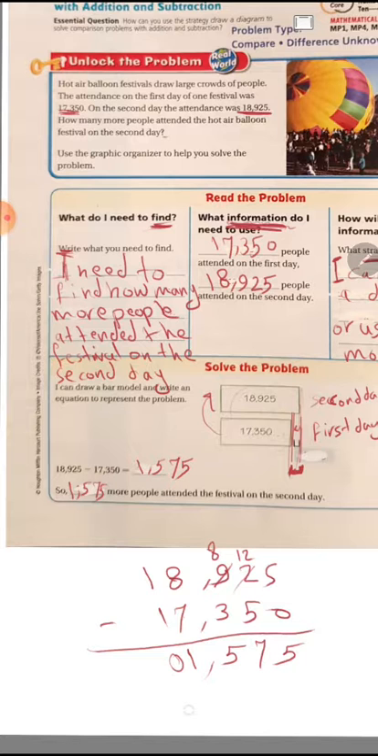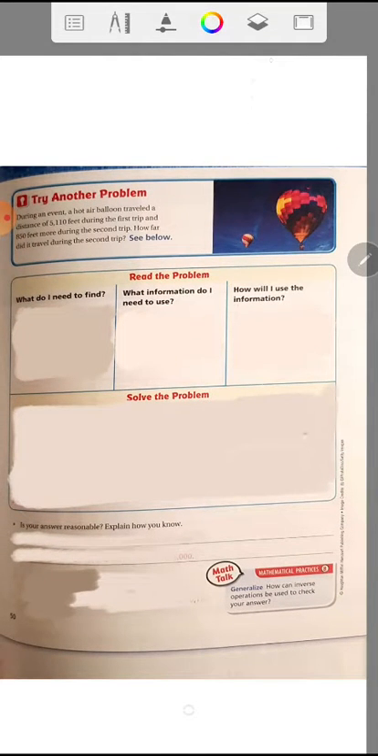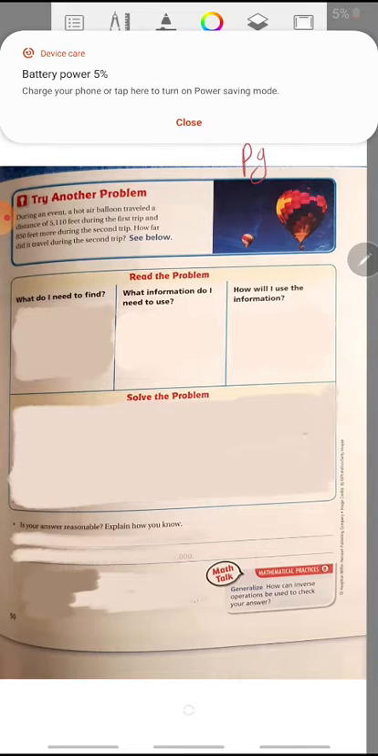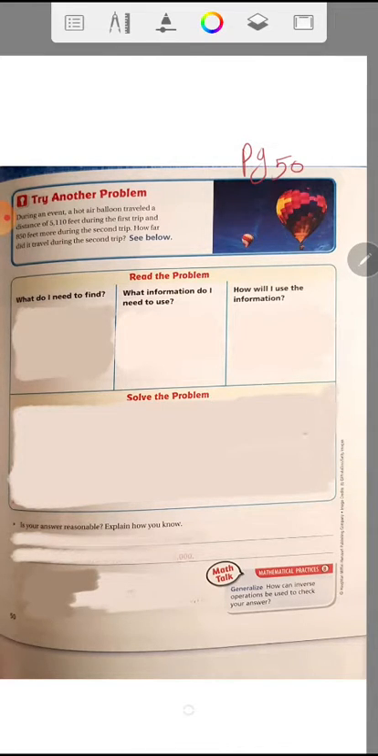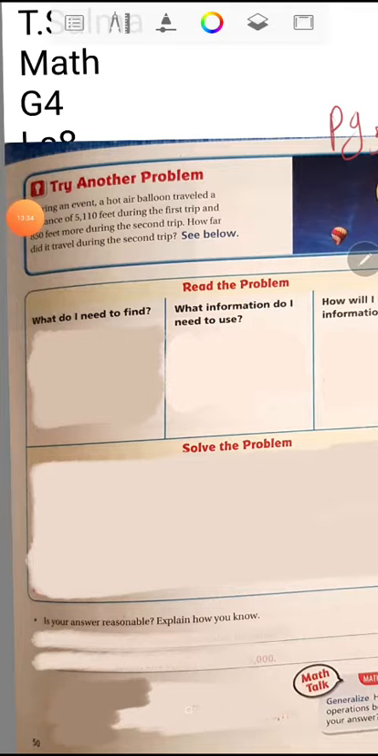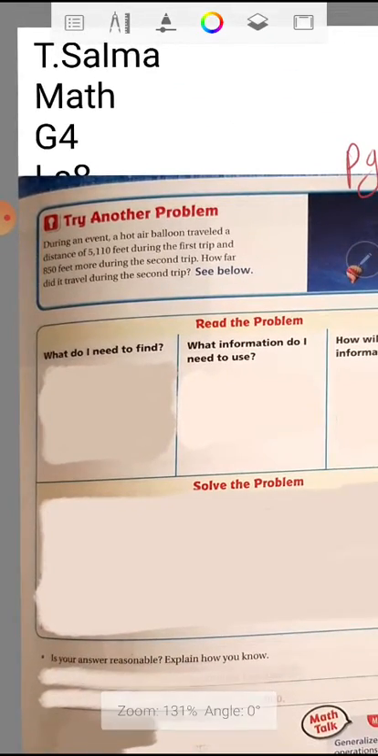Now let's continue, and we will solve a problem also about a hot air balloon on this page, page 50. So on page 50 I will read the problem also. The same idea about the hot air balloon.